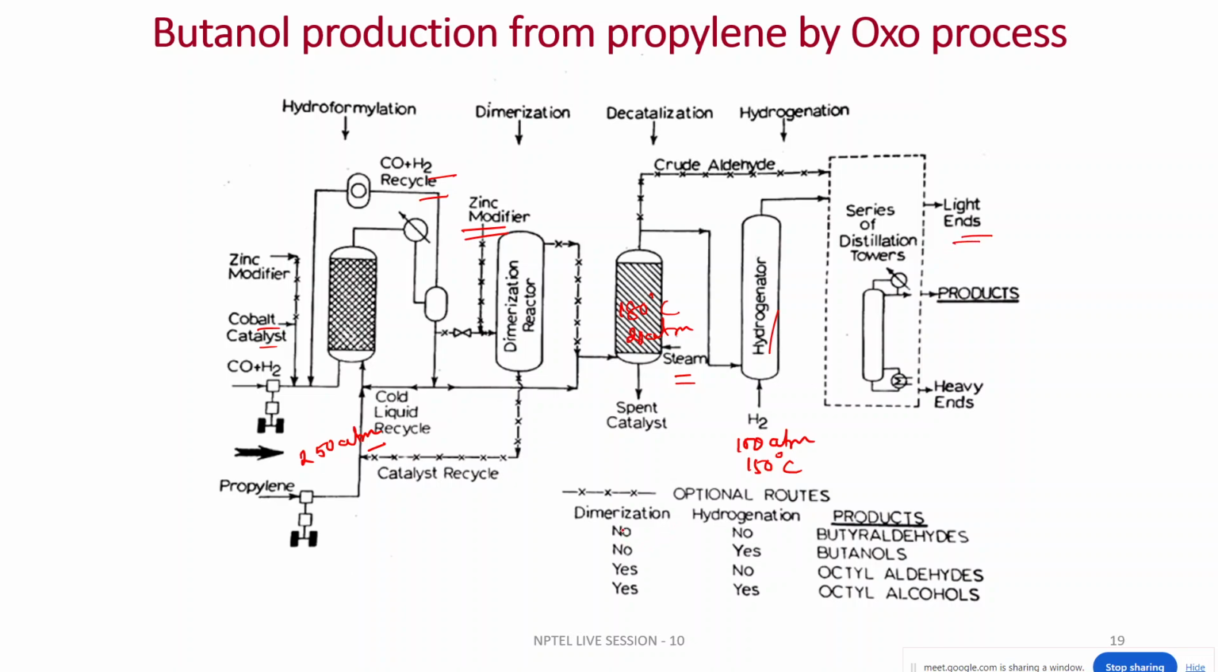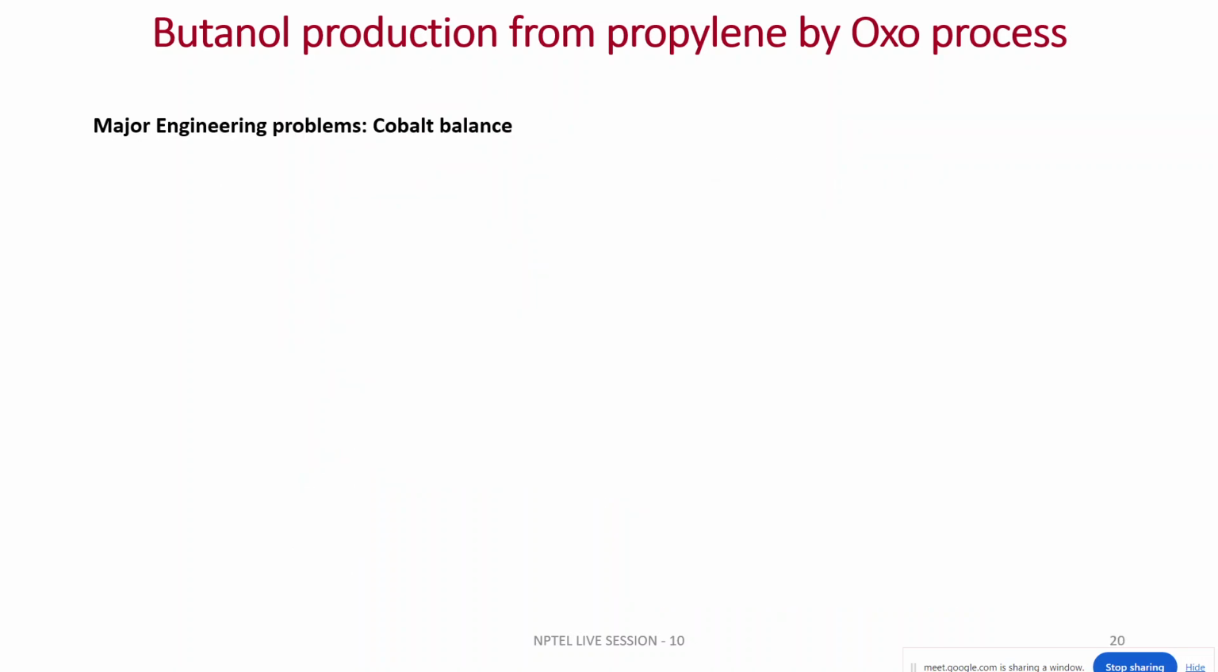So you can see from this table that the products are butyl aldehyde, which is produced in neither the dimerization nor the hydrogenation, but butanol is produced by the hydrogenation process. Octyl aldehyde is produced in the dimerization process and octyl alcohol is produced in the hydrogenation process. So this is the overall butanol production from propylene by oxo process.